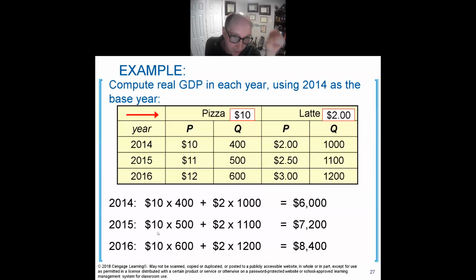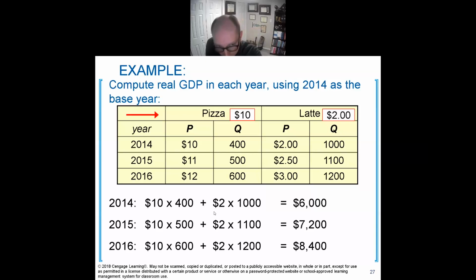We see that the base year stays 2014. That's the base year. We take the base times the quantity, and we do that for every year. So if the base year is 2014, we keep the base price, $10 in 2014. So 10 times the 400, 10 times the 500, 10 times the 600. Then 2 times 1,000, 2 times 1,100, 2 times 1,200. You see where I'm going. Well, we see the difference.